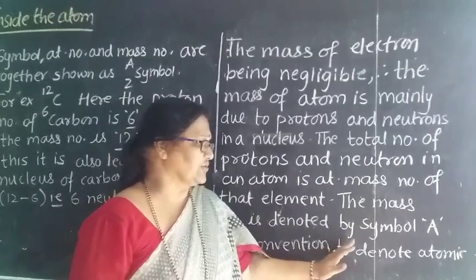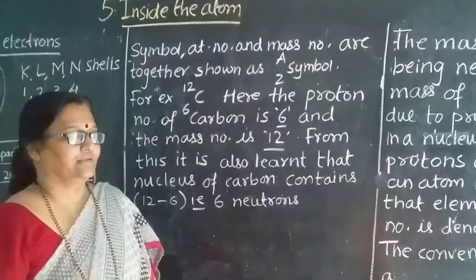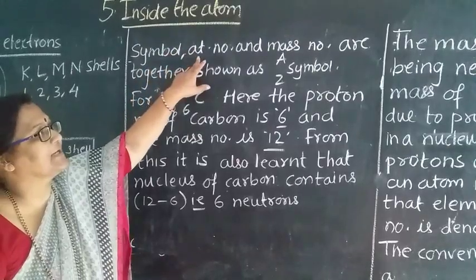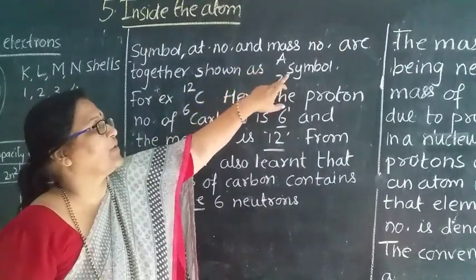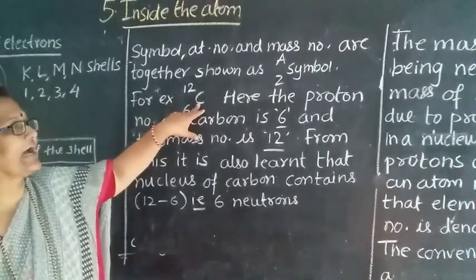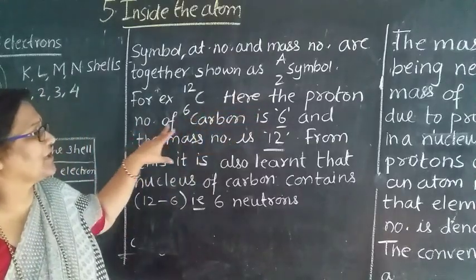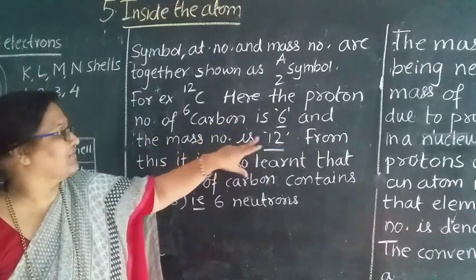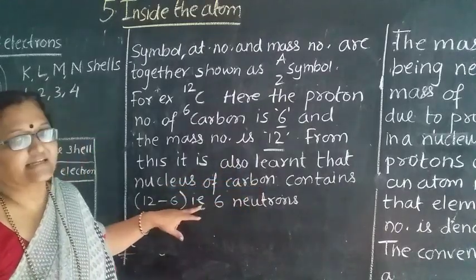The convention to denote the atomic symbol, that is the atomic number and mass number together, is to show them as A and Z with the symbol. For example, we have taken carbon, that is 12 and 6. Here the proton number of carbon is 6 and the mass number is 12. From this, it is also learned that the nucleus of carbon contains 6 neutrons.